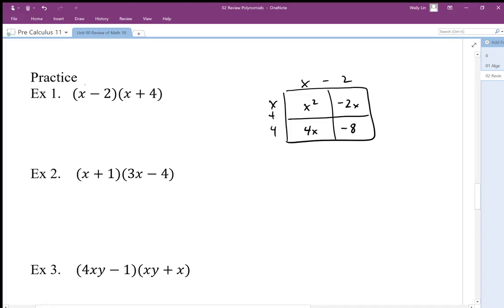But we want to get better at just doing this algebraically. So I'm going to do x squared plus 4x. So I'm making sure that x multiplies everything here. I'm going to make sure the minus 2 is going to multiply both terms. And I get all four terms, and I want to combine my like terms.